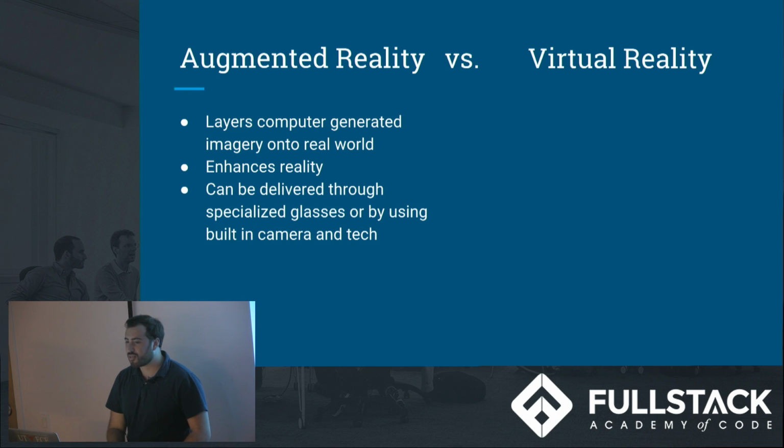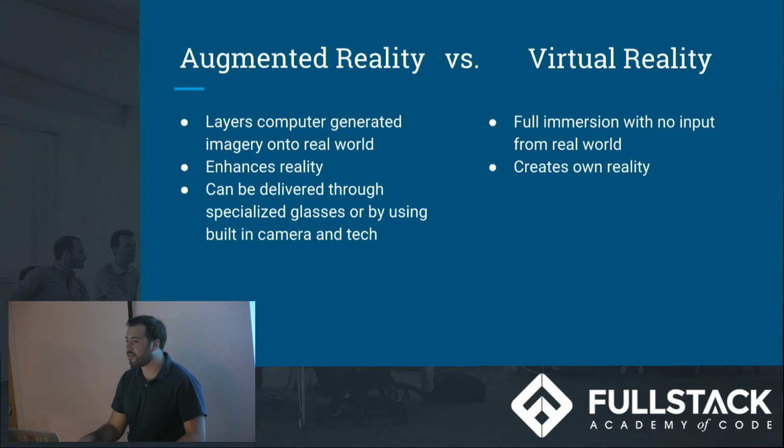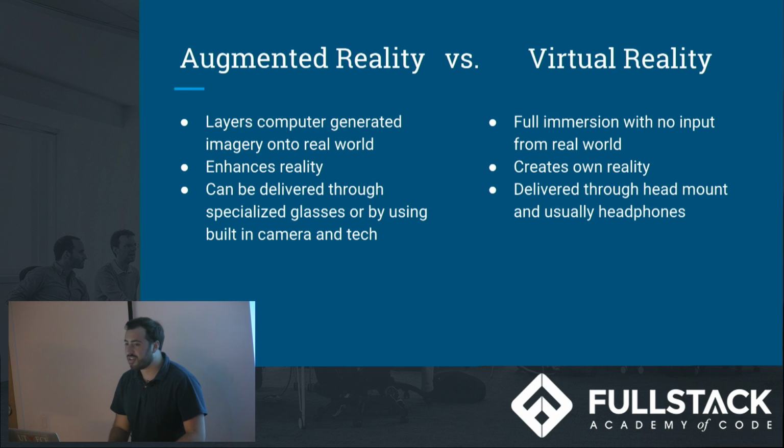It can be done through specialized glasses, like Google Glass tried to do, or by using your built-in camera on either your phone or your laptop to make it happen. Virtual reality, on the other hand, is complete immersion into the computer-generated world with no input from the real world at all. It creates its own reality, as opposed to enhancing yours, and it has to be delivered through a head mount or some other form, and it usually has headphones, so you're completely blocked out from the regular world.